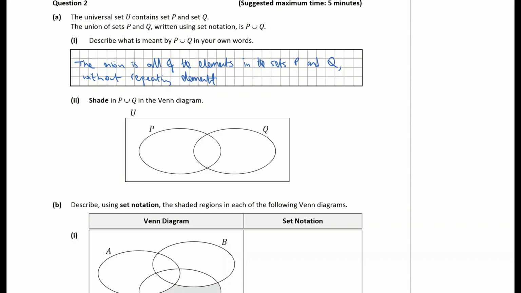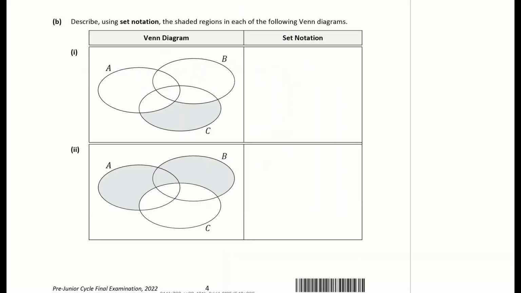Part 2, shade in P union Q. So union again is everything. So I'm shading in all of this region here. So that's my shading in. So P union Q. B part 1 then is asking us to describe these Venn diagrams in set notation form.